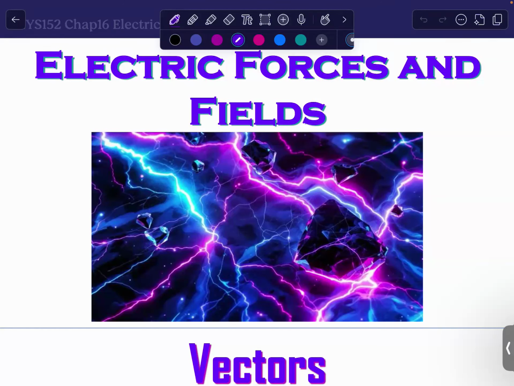Like for example, if I have a magnetic field going this way, pointing in this direction, and an electric charge enters that magnetic field, which way does it force the electric charge to move? That way. Because that's how magnetics works.